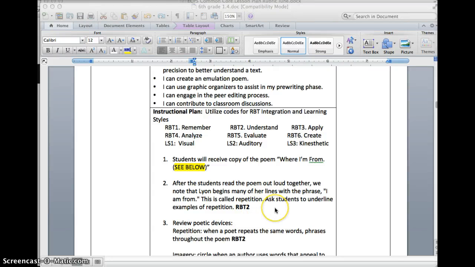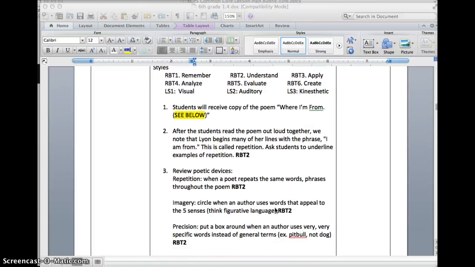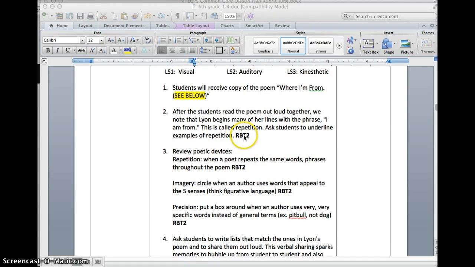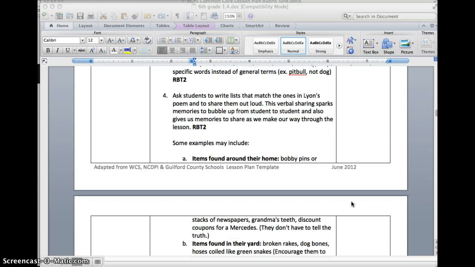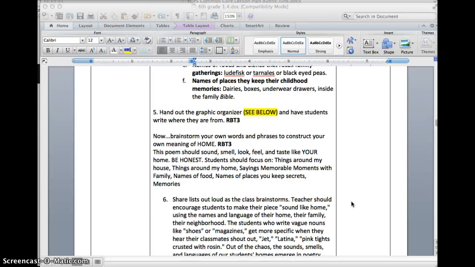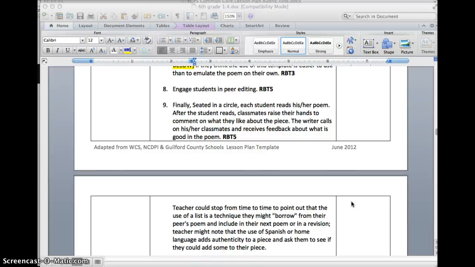And so you can see as I scroll down that the revised Bloom's taxonomy should increase throughout. So what I mean by that is here we're working on remembering, here we're understanding. By the end of the day, hopefully we're working on some analysis, higher level thinking, and eventually they're going to be creating their own poem, which would be RBT 6.